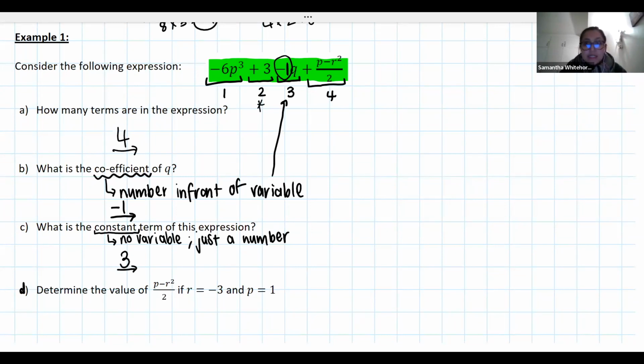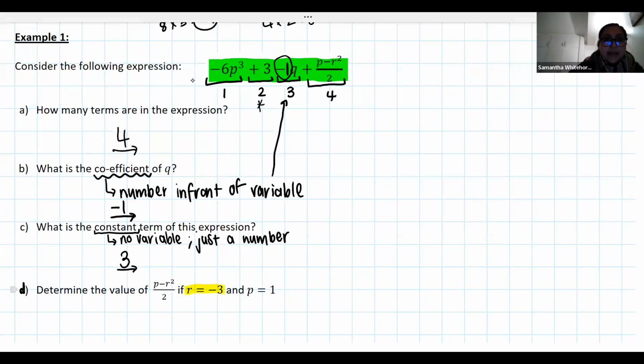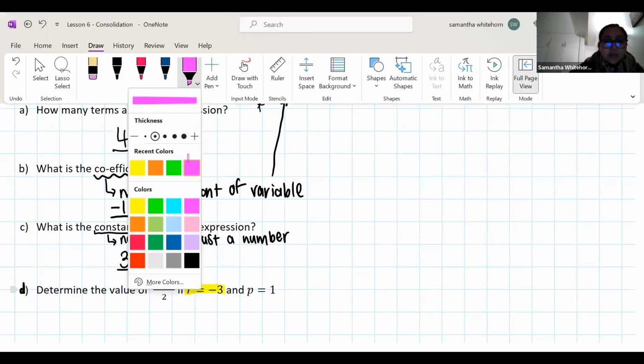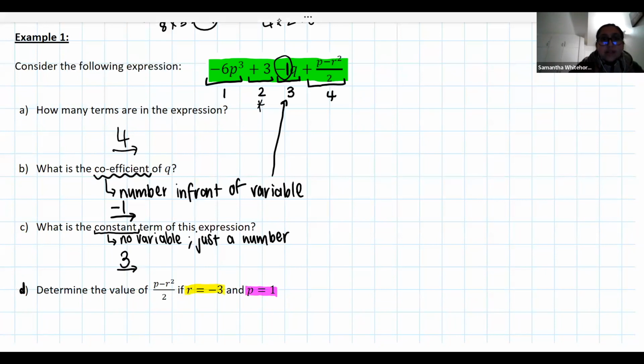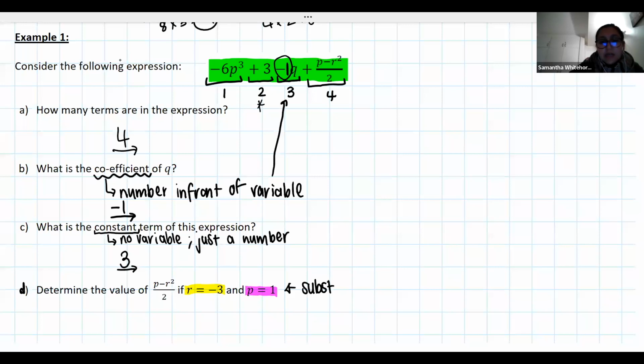Right, so question D is now telling us to determine the value of our fourth term, which is (p minus r squared), all divided by 2. But now, very importantly, I'm giving you values for r and p. So I am telling you very specifically that r is equal to -3 and that p is equal to +1. So what that means is I need to take these values and substitute them into my expression in order to find the value.